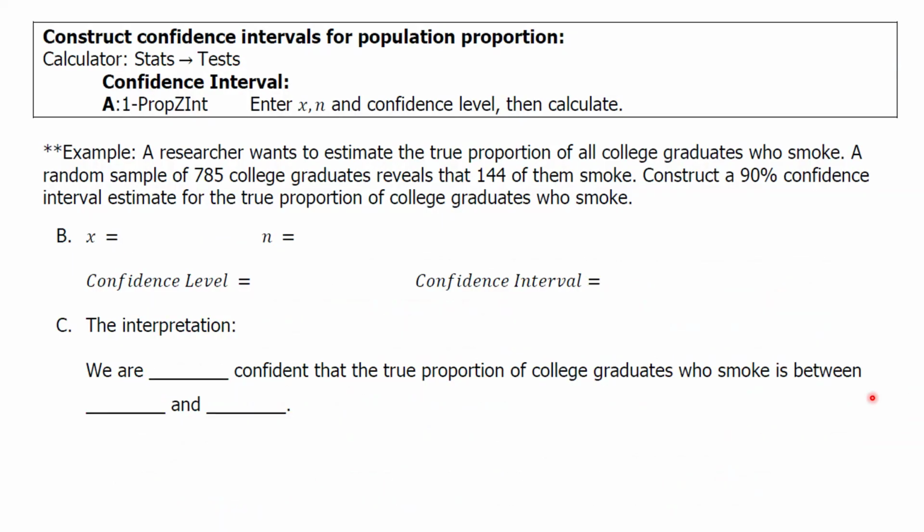All right. B, we are asked to now calculate the confidence interval. So first, our X is 144. Our N is 785, so that is our sample size. X is the number of successes. So in this case, the number of college graduates who actually smoke, which is 144. And our confidence level is 90%. So we would grab our calculator then to find our confidence interval.